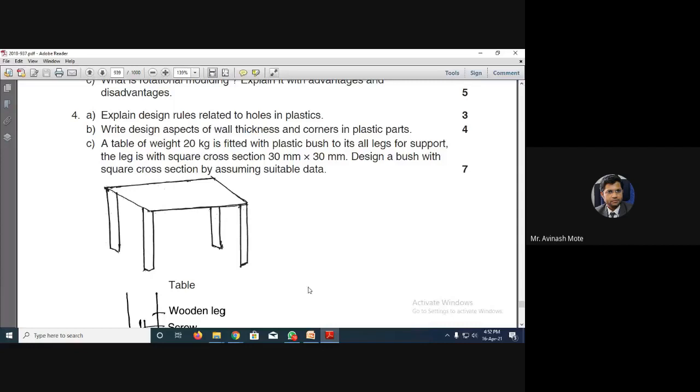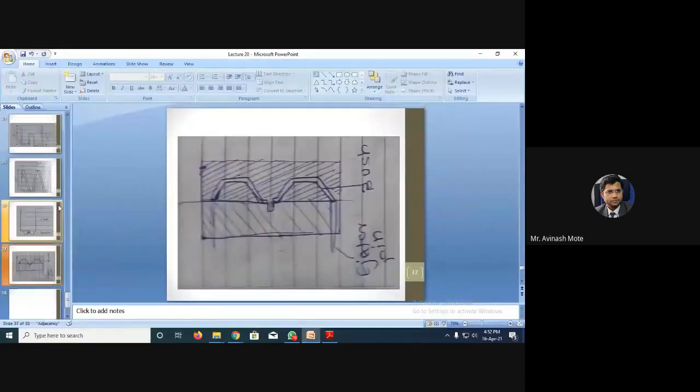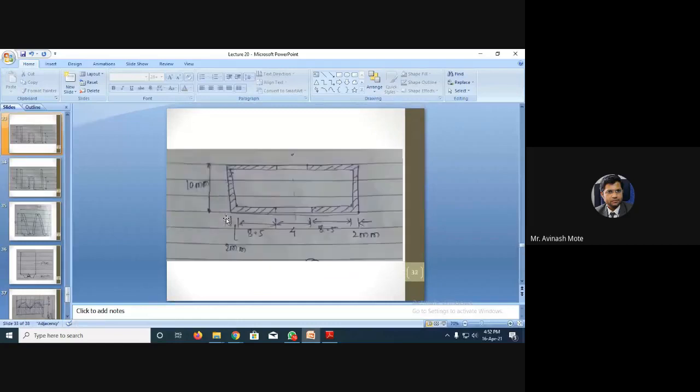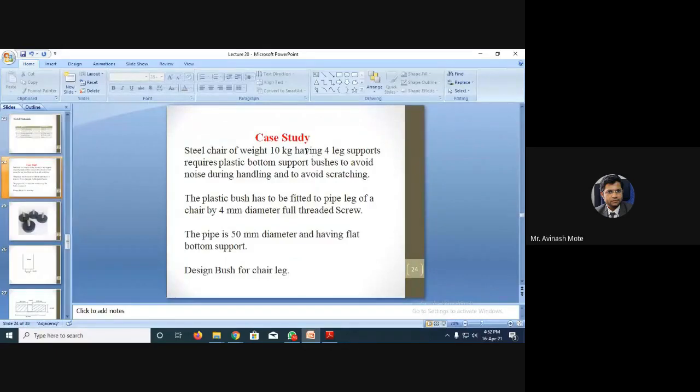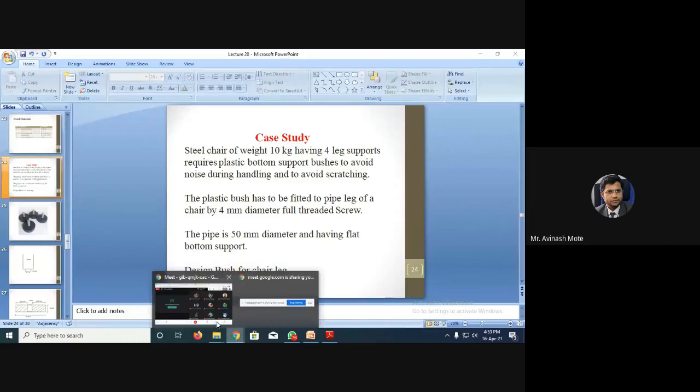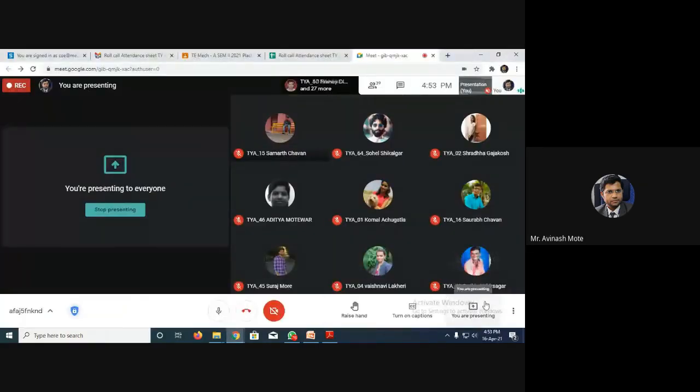Just one question from my side. If you want to manufacture this bush for this chair with 80 kg load, which process will you prefer? Molding processes: injection, compression, transfer, blow molding, ram molding. Which process will you prefer? Just answer me in the chat box. Which process will you follow for manufacturing of the bush?